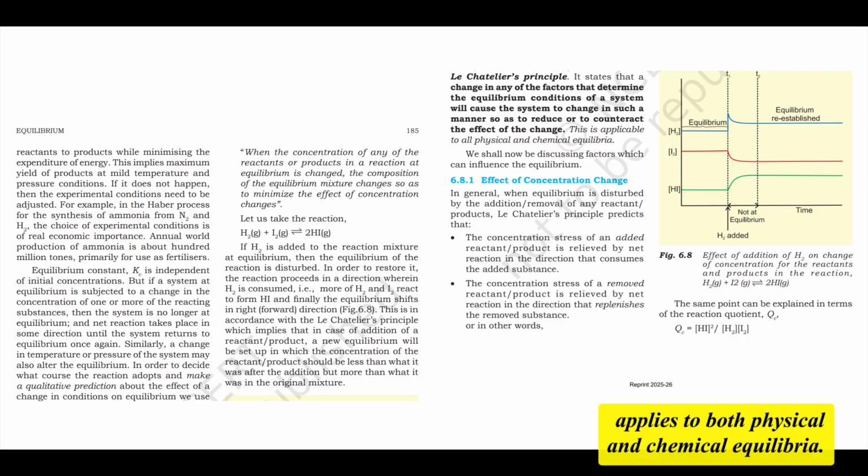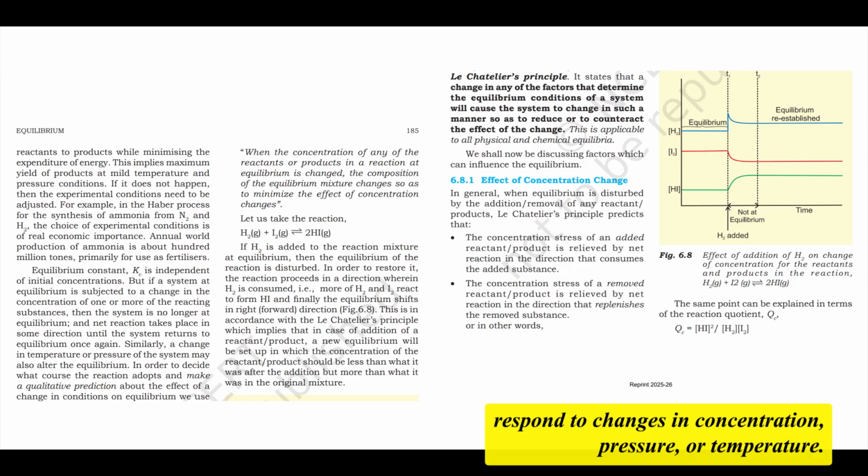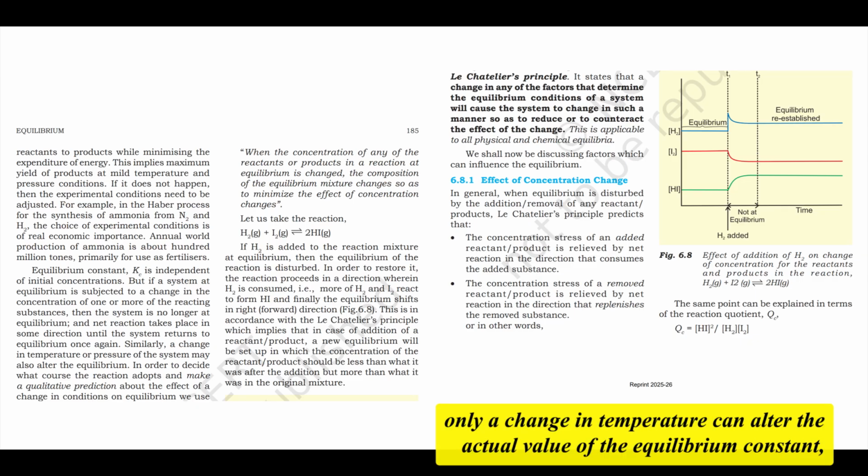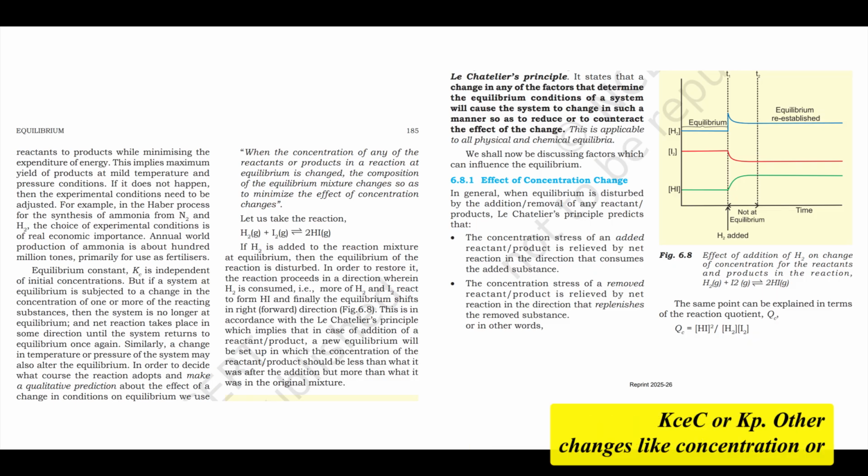This principle applies to both physical and chemical equilibria. It helps us predict how an equilibrium system will respond to changes in concentration, pressure, or temperature. Remember, though, a crucial point: only a change in temperature can alter the actual value of the equilibrium constant, Kc or Kp. Other changes, like concentration or pressure, will shift the position of the equilibrium, meaning the relative amounts of reactants and products change, but won't change the K value itself for that temperature.